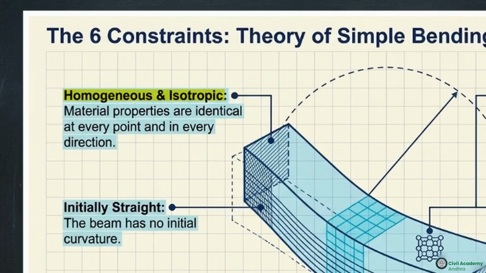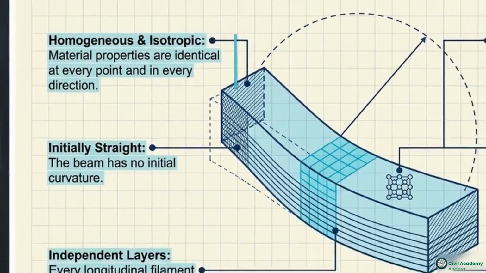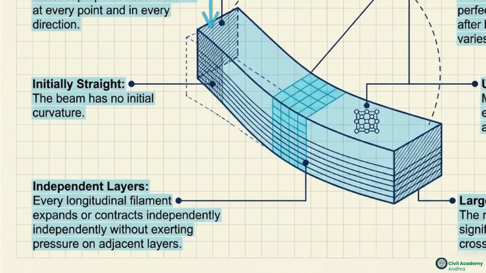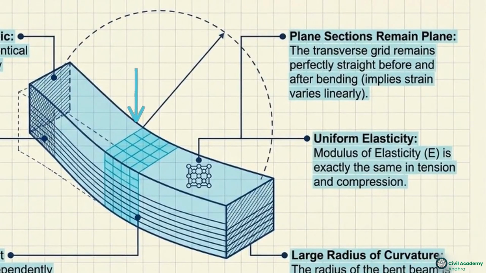This schematic outlines the constraints of simple bending. The material is perfectly homogeneous and isotropic. The beam is initially straight. Inside, longitudinal filaments expand independently. Most critically, plane transverse sections remain perfectly plane, keeping the grid straight even as the beam arcs.